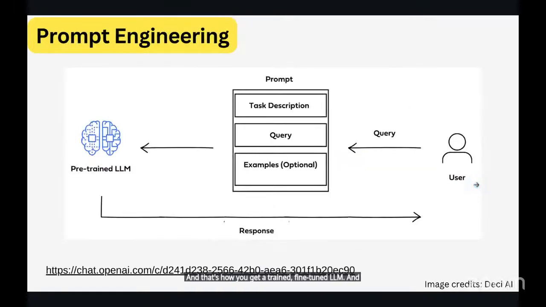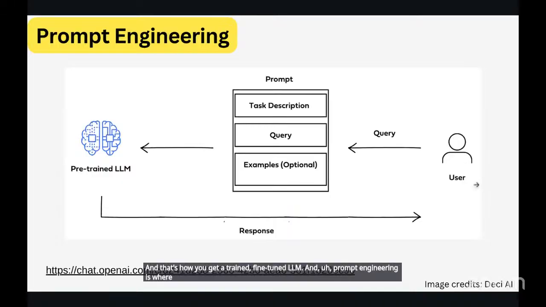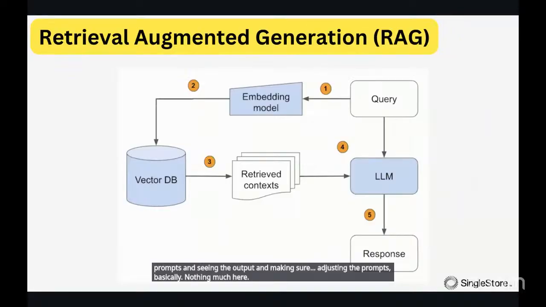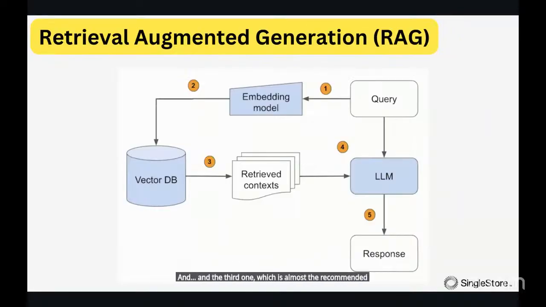And prompt engineering is an art and science of working with your prompts, seeing the output, and adjusting the prompts basically. Nothing much here. And the third one, which is almost the recommended one, is what we call retrieval augmented generation.